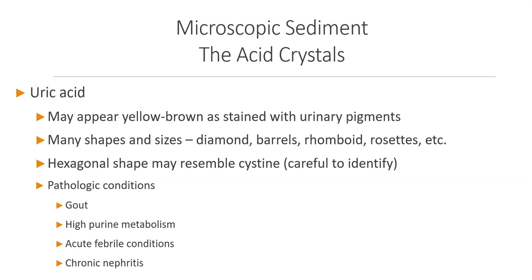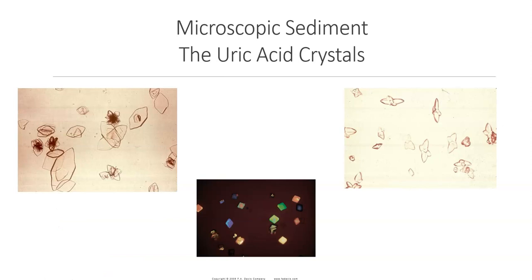Uric acid crystals have little clinical significance. However, the presence of uric acid crystals and elevated serum uric acid may be seen in a condition called gout. The crystals may also be seen with high purine metabolism, acute febrile conditions, and chronic nephritis. The uric acid crystal is only pathogenic when it's found in fresh urine.